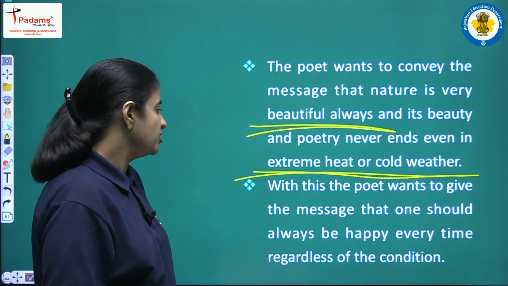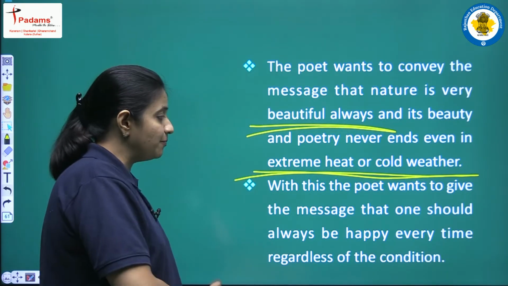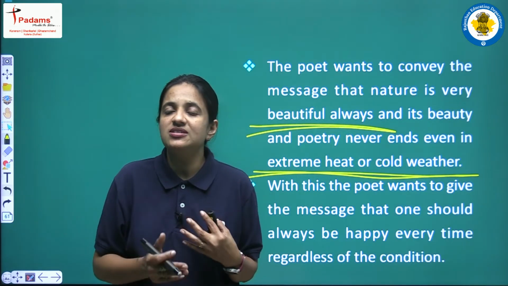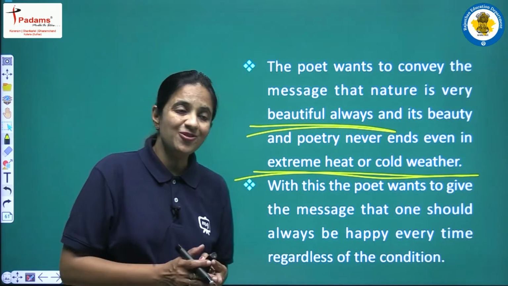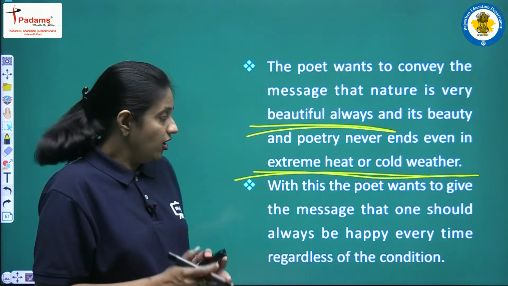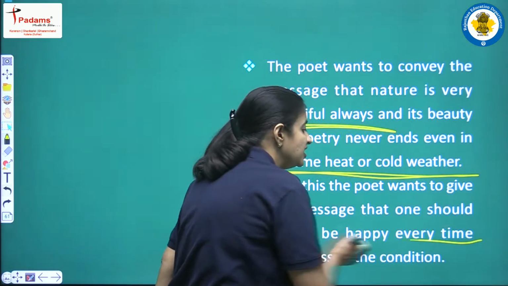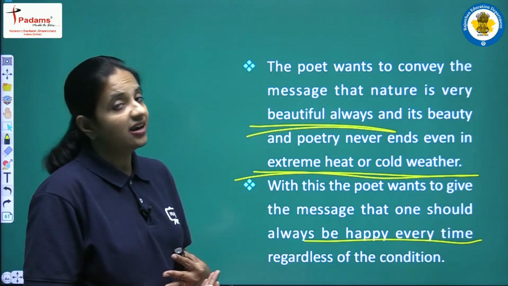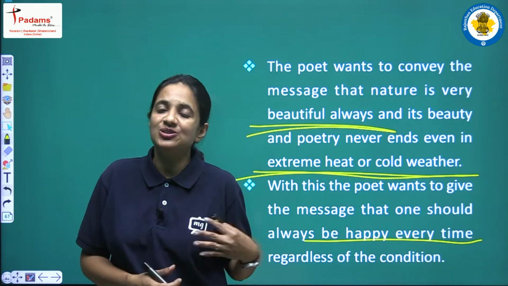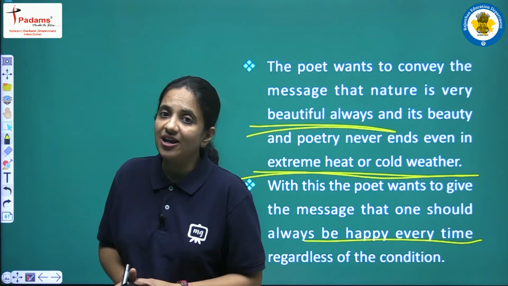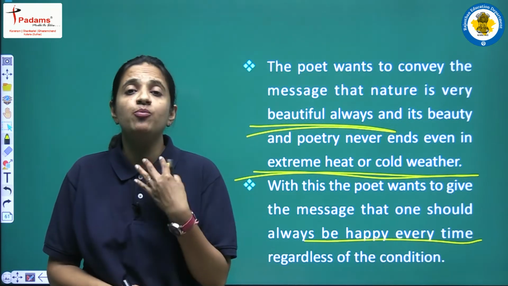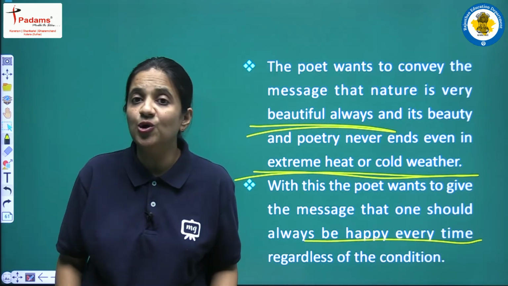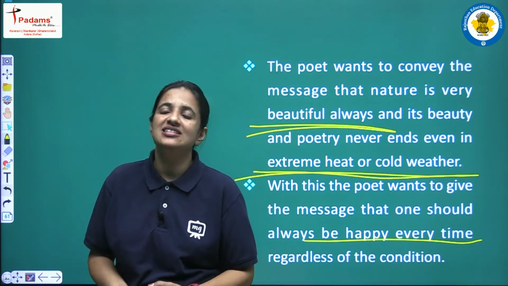With this, the poet wants to give the message that one should always be happy, regardless of the conditions. So finally, the poet wanted to give some inspiration, some motivation, and he wanted to say that just like nature, we human beings should always be happy in each and every situation, regardless of the conditions. Whatever condition, whatever situation, whatever problem we have, we should always be happy, positive thinking should be there, and never ever should we lose our hopes. So this is the central idea, or we can say the summary of the poem.